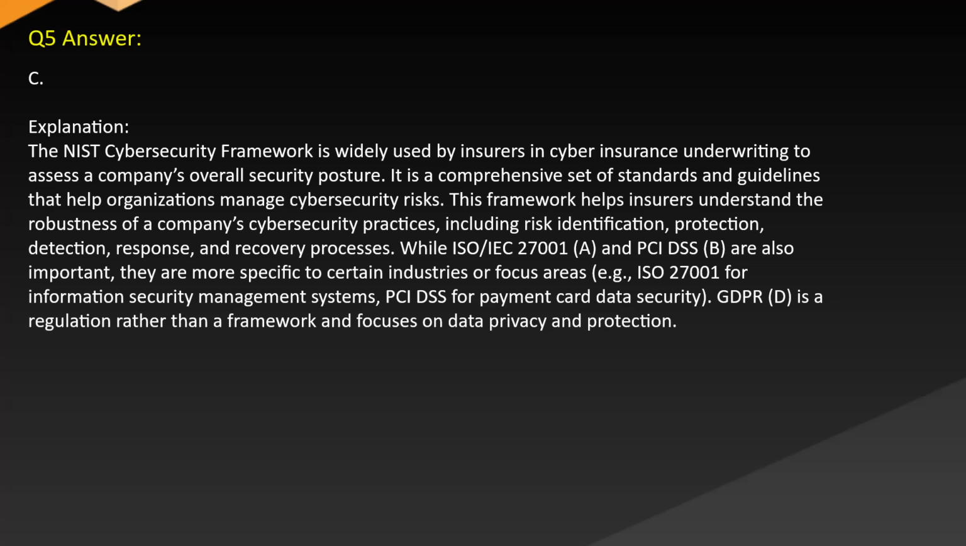processes. While ISO 27001 (A) and PCI DSS (B) are also important, they are more specific to certain industries or focus areas, e.g., ISO 27001 for information security management systems, PCI DSS for payment card data security. GDPR (D) is a regulation rather than a framework and focuses on data privacy and protection.